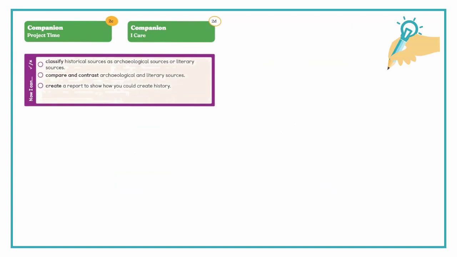Now see this, children. Can you classify historical sources? What are the two sources? Literary and archaeological. Can you compare and contrast? Can you create a report to show how you could create history? You can write a diary, you can inscribe something on a pillar, you may bury some of your vessels in your underground, so you can create history. You can leave some message to your upcoming generations.